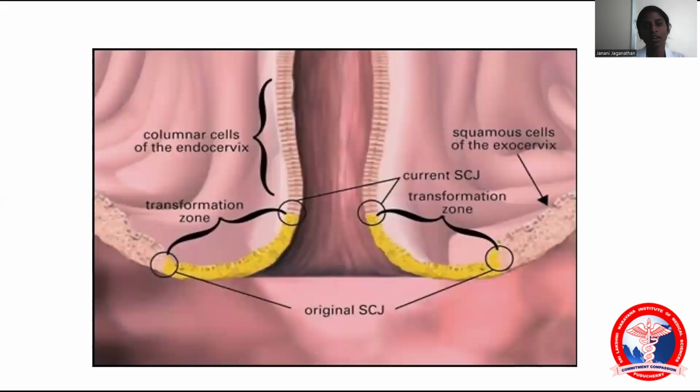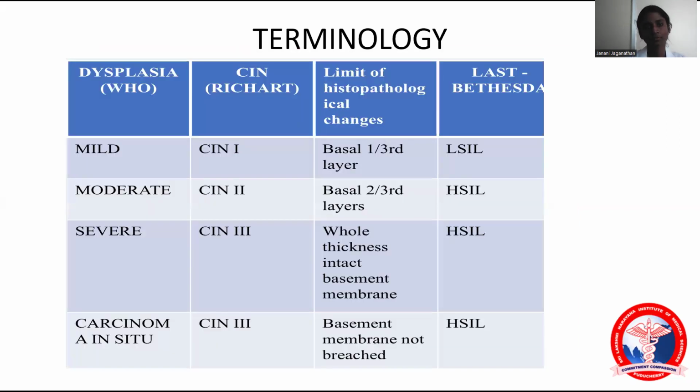This picture is showing the original squamocolumnar junction, which is lying outside. At puberty, this original squamocolumnar junction will be ectopic. The region between the original squamocolumnar junction and the new squamocolumnar junction is called the transformation zone. In this picture, it is depicted in yellowish color. This is the region where all precancerous lesions and cancerous lesions of the cervix originate.